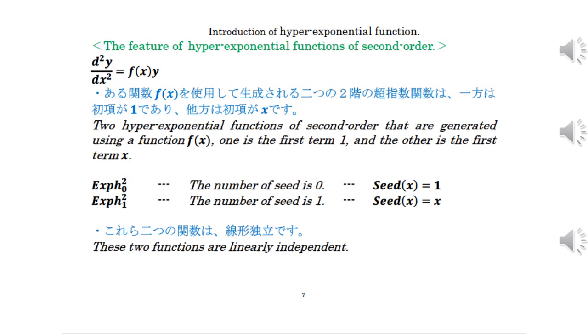The feature of hyper-exponential functions of second order. Two hyper-exponential functions of second order are generated using a function f(x); one has the first term 1, and the other has the first term x. These two functions are linearly independent.